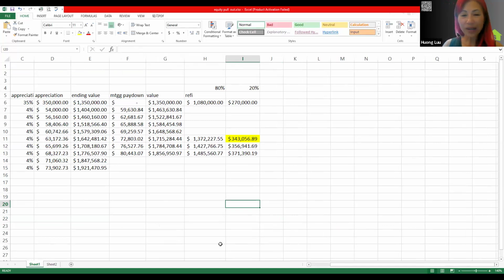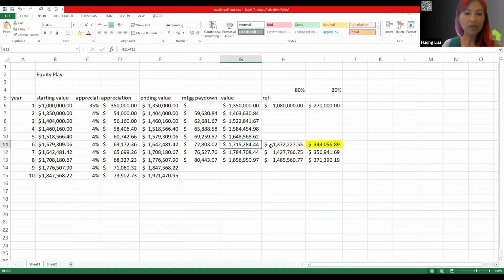Sorry about that. Okay, so at the end of year 5, after you've refinanced the first time, now your building's worth 1.75. Okay, so now if you go to refinance, you're going to get a new mortgage of 1.37. So now you're going to refinance, you're going to get a new mortgage. So now what's going to happen? These numbers are going to change.